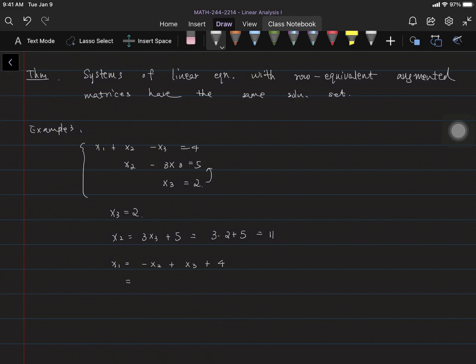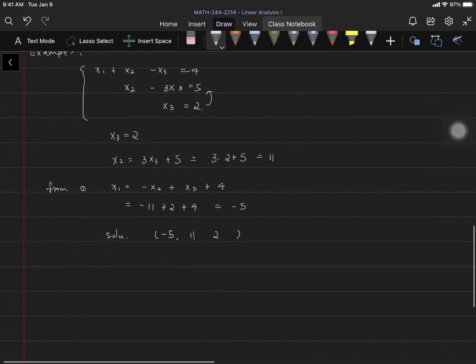From the first equation, we can solve this. And we plug in x2 and x3. x2 is 11, so negative 11, add 2, add 4, so x1 equals what? x1 equals negative 11, add 6 should be negative 5. Okay, so let's see what is the solution. Solution is x1, ordered, okay? So x2, which is 11, x3 is 2.